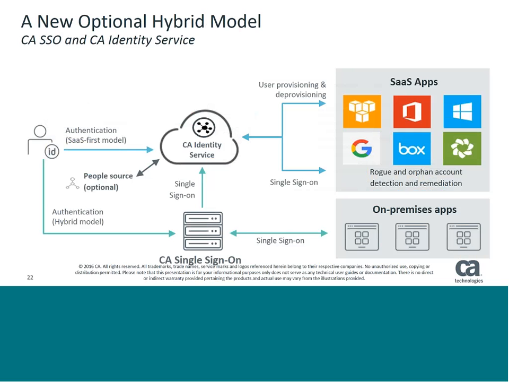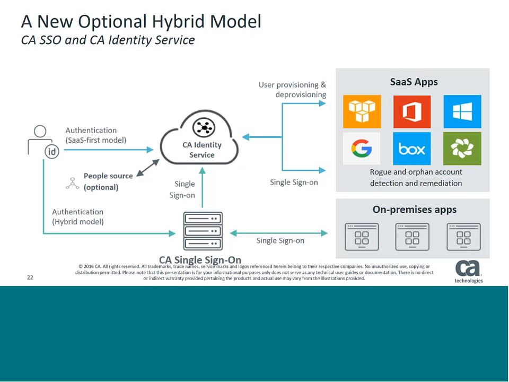One other piece, some of you may have been able to get to CA World, some of you may not. Some of you may have seen some of the announcements around CA World. One of the things that we know is critical to organizations as they move forward is support for hybrid-based deployment models and hybrid-based processing between on-premise applications and cloud-based applications. So at CA World, CA announced the availability of a new service called CA Identity Service.